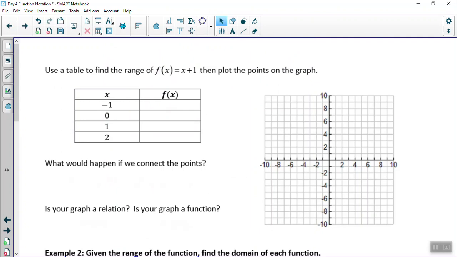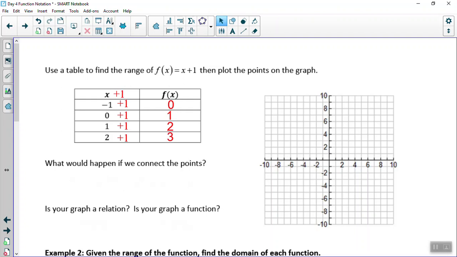This time we're going to use the table to find the range of f of x equals x plus 1. So remember, f of x is the same thing as just saying y equals x plus 1. All of our y values are equal to taking the x value and adding 1. So take my x value, add 1, that'll give me my range. So -1 plus 1 is 0. 0 plus 1 is 1. 1 plus 1 is 2, and 2 plus 1 is 3.